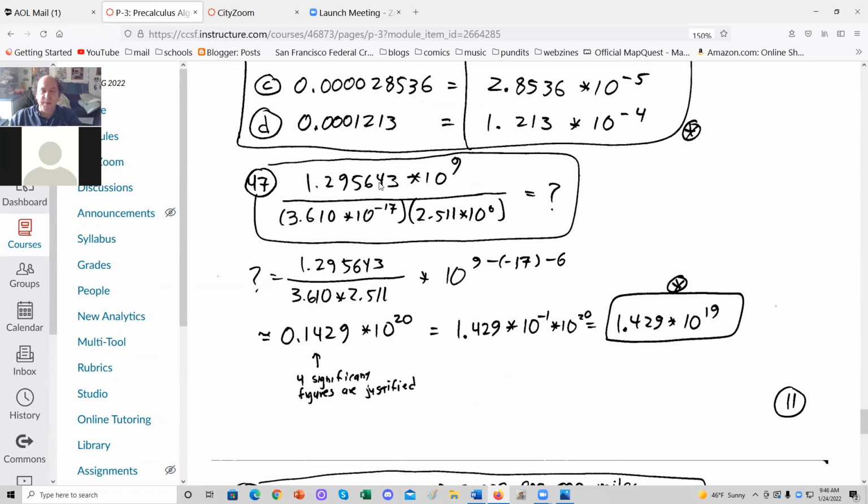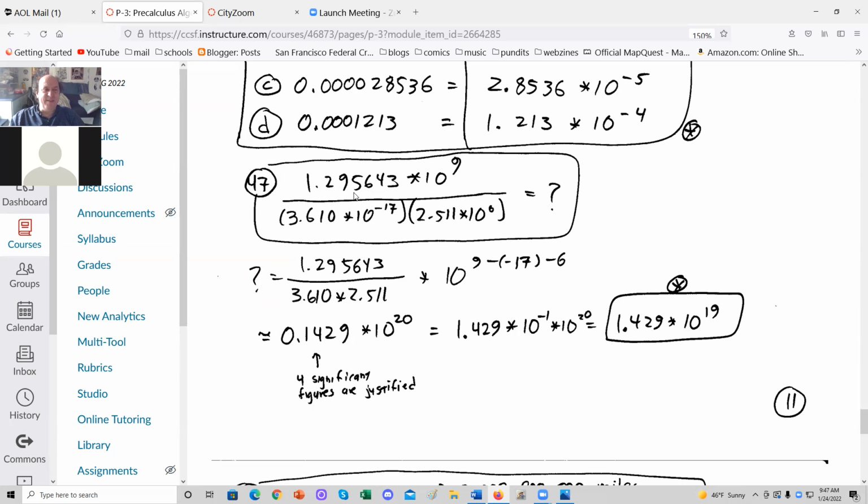Here we have a complicated ratio. 1.295643 times 10 to the 9th over 3.610 times 10 to the negative 17 times 2.511 times 10 to the 0. Oh, that's a 0, not a 6. My apologies. All right, fine. Now, here's a question. This has 4 significant figures. This has 4 significant figures. This has 7 significant figures. That's far too accurate for these two. Only 4 significant figures accurate for these two.